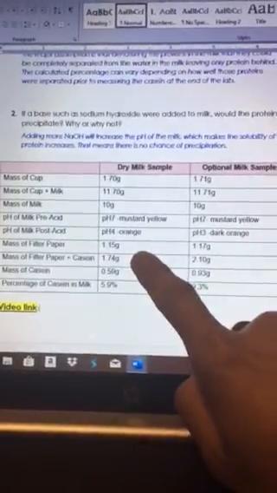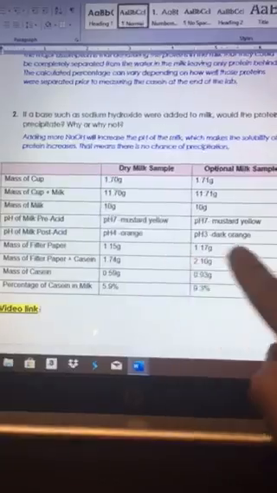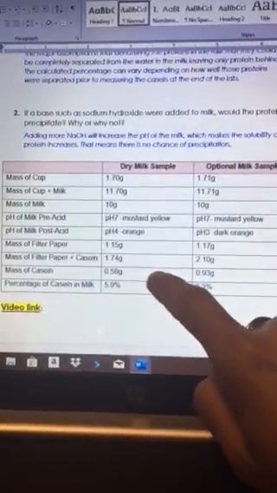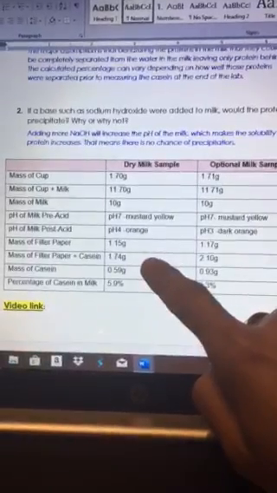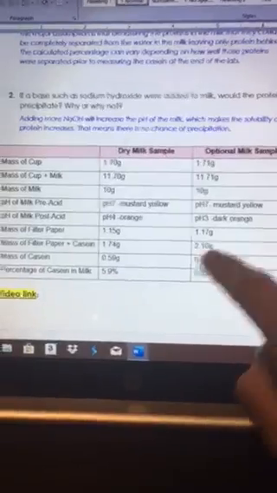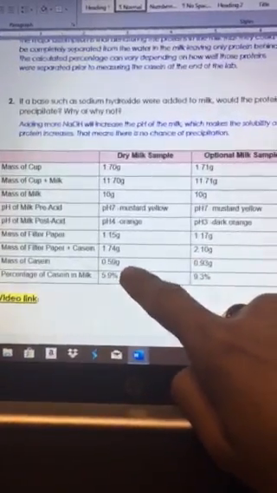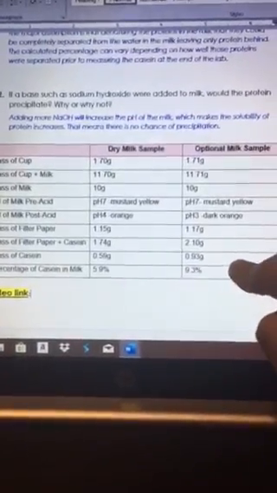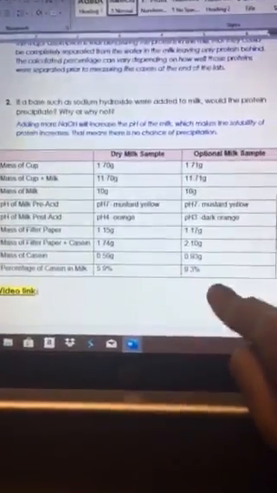Mass of filter paper 1.15 for the first one, 1.17 for the second, and then mass of filter paper plus my casein was 1.74 grams. This one was 2.10 grams. Mass of casein was 0.59 grams, 0.93, and then my percentages.